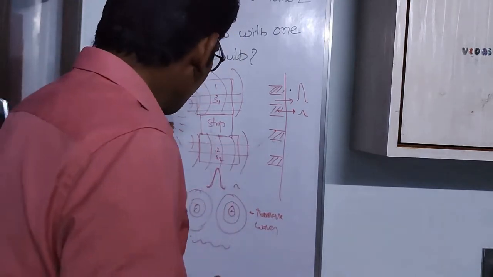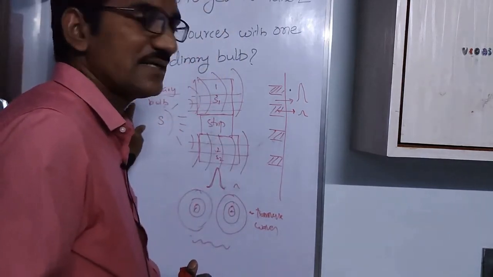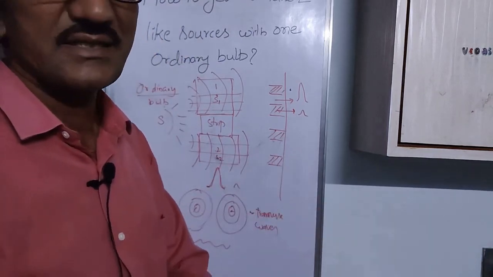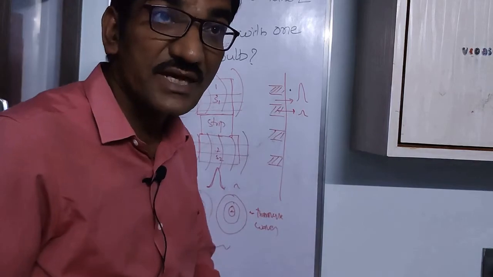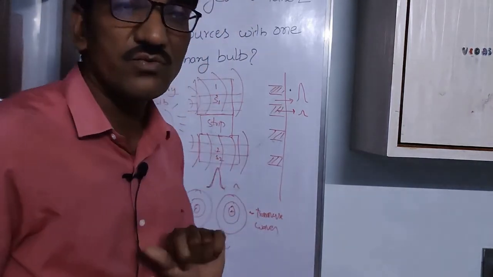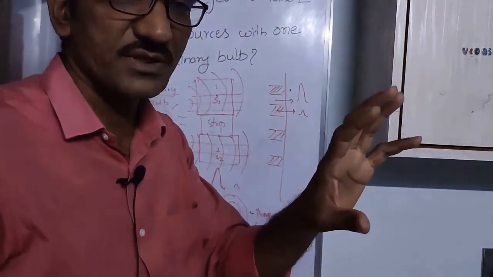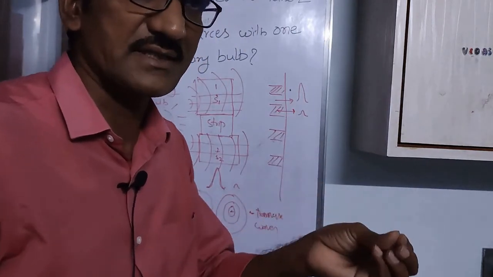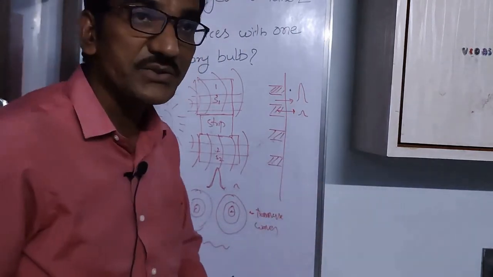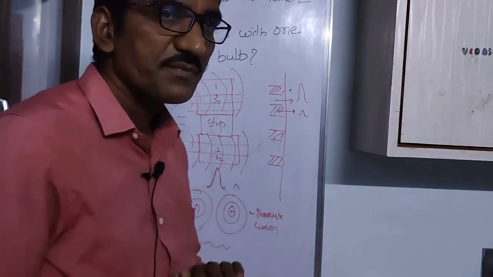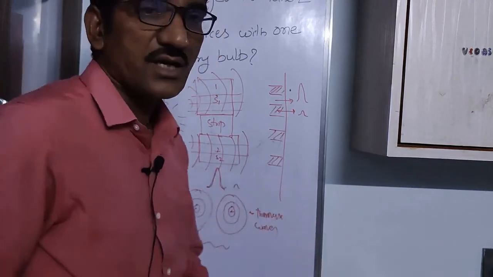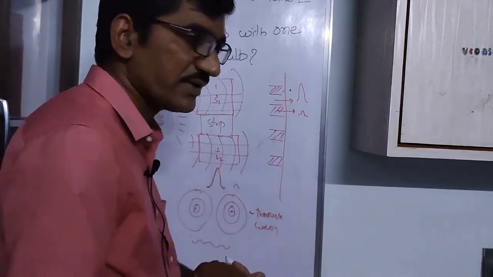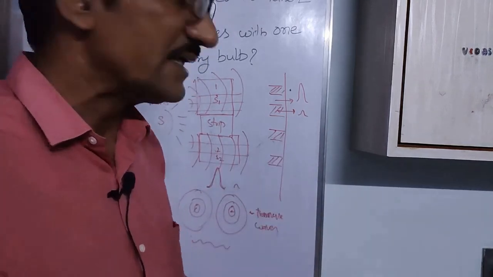But whenever you place one such bulb here and use the double slit arrangement, then you are going to get the interference pattern. What is the meaning of that? Each slit is now one source of coherent light, something like laser light. So in this way, Young achieved two laser-like sources from one ordinary bulb. This is the amusing thing here.